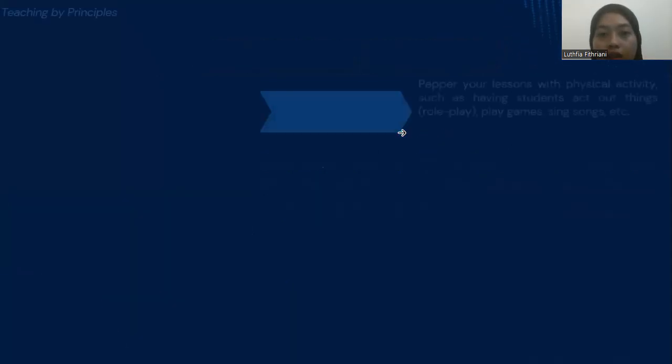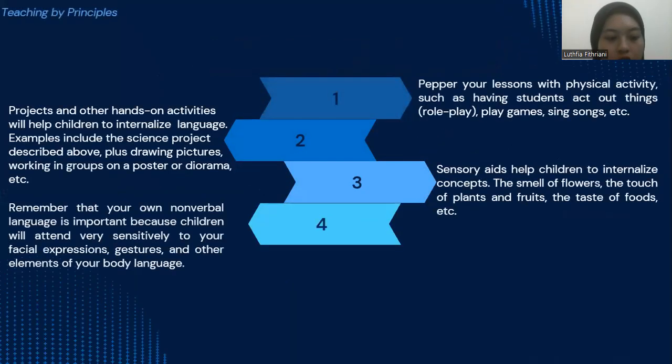And here are some guidelines in teaching children by stimulating the senses. The first, pepper your lesson with physical activities such as having students act out things, role play games, sing a song, and so on. The second, projects and other hands-on activities will help children to internalize language. Examples include the science project described above, plus drawing pictures, working in groups on a poster or diorama, and so on.